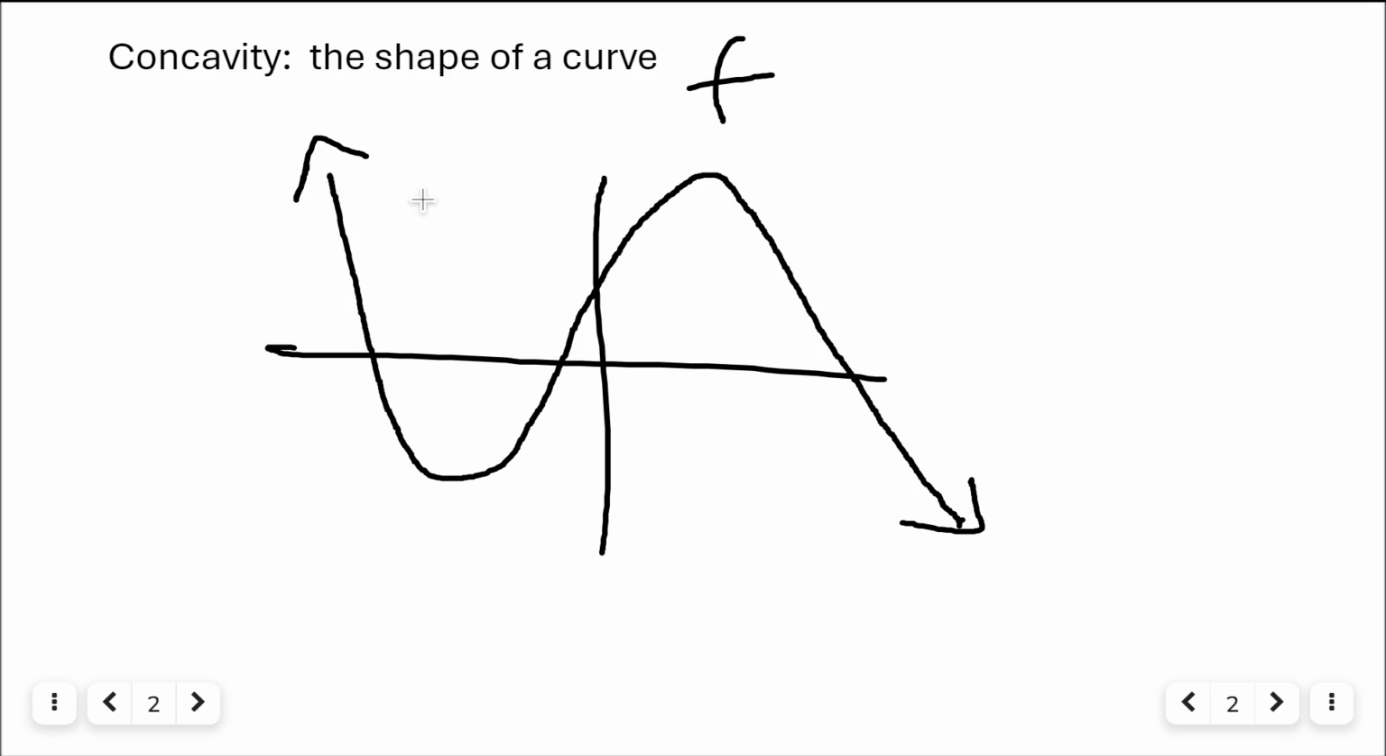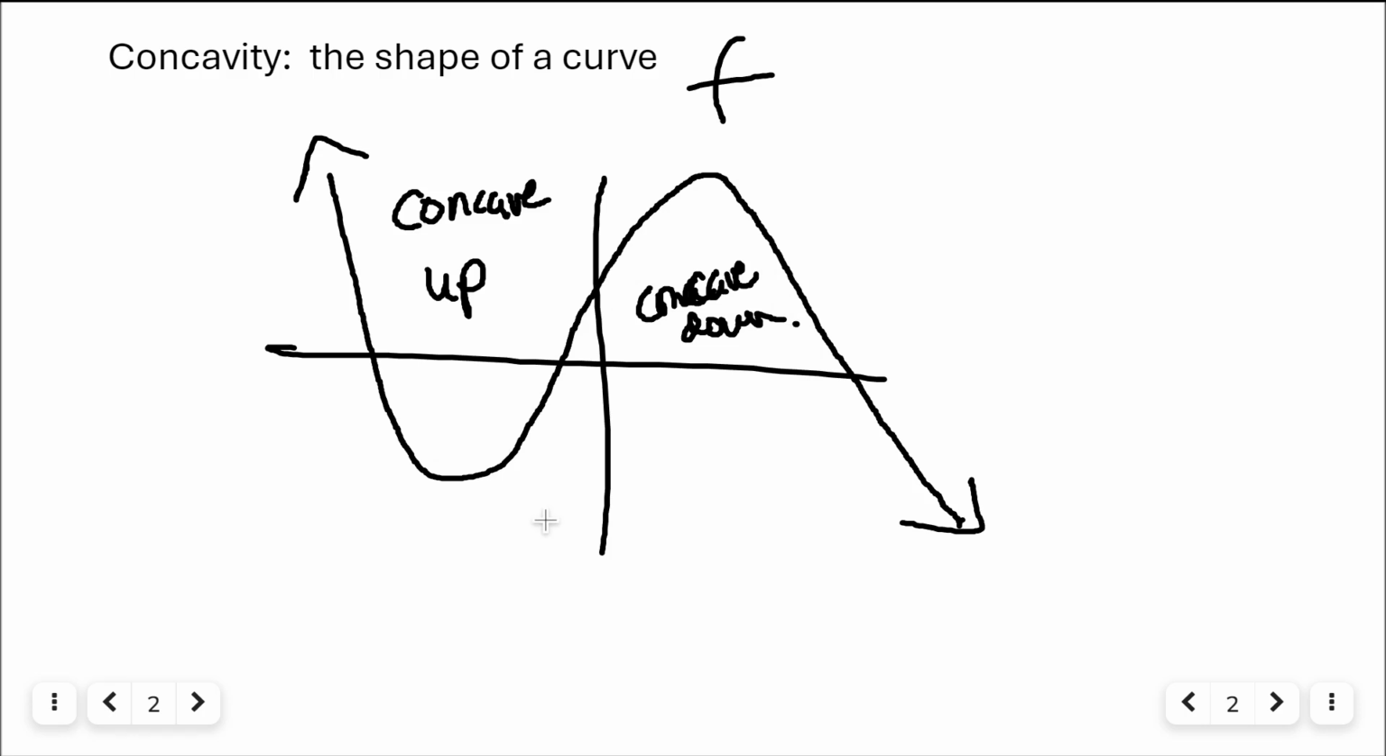A graph can be concave up, which it is here in this region. Simple way to remember, concave up. We'll define these a little more specifically in the next slide, but the graph is concave up if it looks like a U, it looks like a parabola. Or a graph can be concave down, if it looks like an upside down parabola. So it can be concave up or concave down. Concave up looks like a U. Concave down looks like an upside down U.